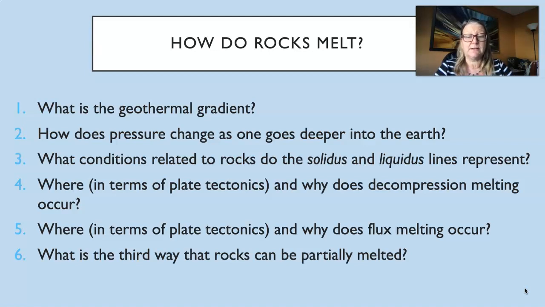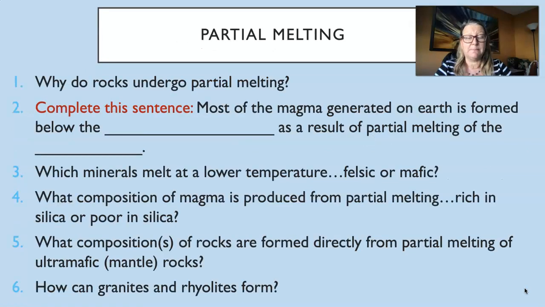What conditions related to rocks do the solidus and liquidus lines represent? Where, in terms of plate tectonics, and why does decompression melting occur? Where and why does flux melting occur? And what is the third way that rocks can be partially melted? The third video is about partial melting. The questions I want you to think about here are these.